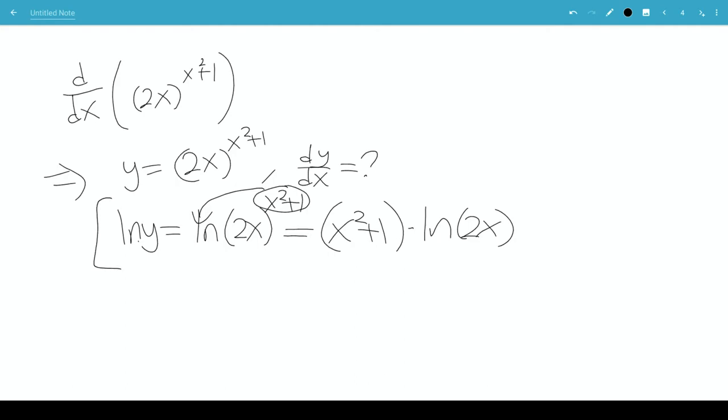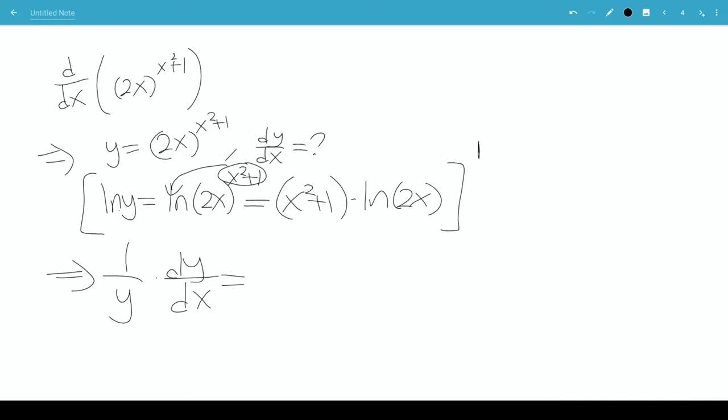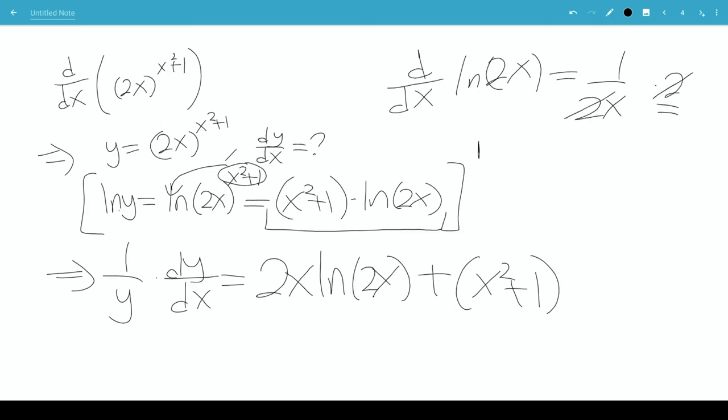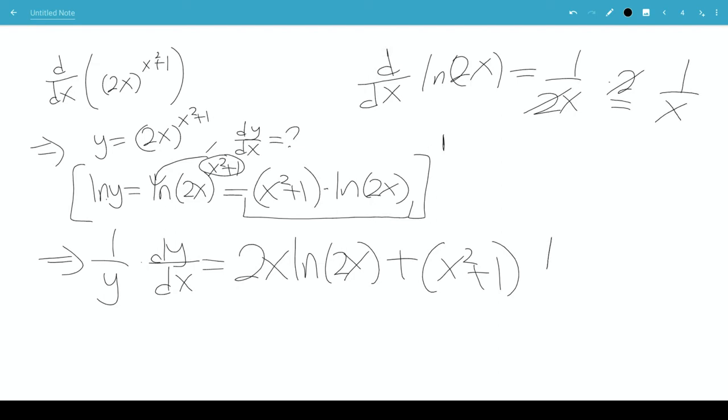So let's take the prime operator on both sides. So we're left with 1 over y times dy dx equals, so we're just going to do the product rule right now of this. So the derivative of x squared plus 1 is 2x, times ln of 2x, plus x squared plus 1 times the derivative of ln of 2x. The derivative of ln of 2x is 1 over 2x times 2. So the 2's will cancel. You're just left with 1 over x. So we're just going to plug that in.